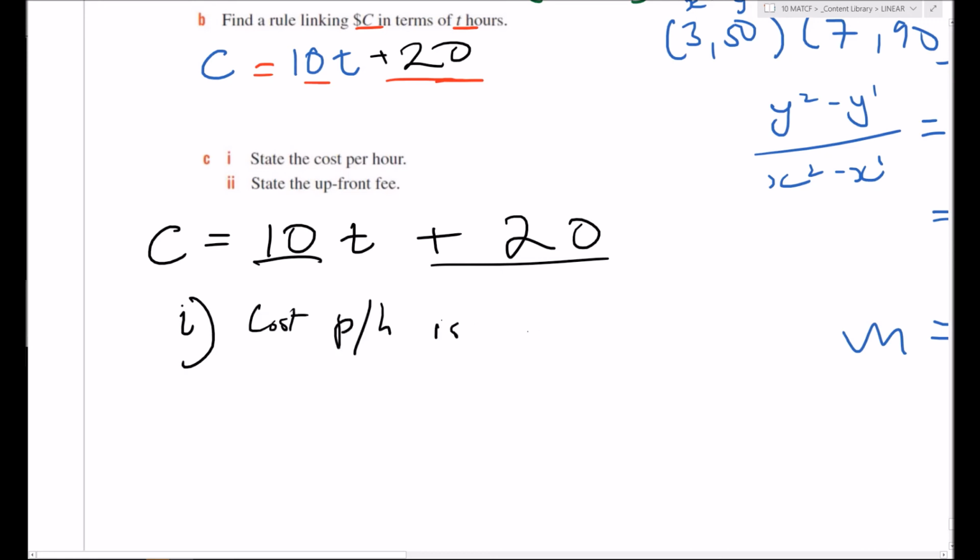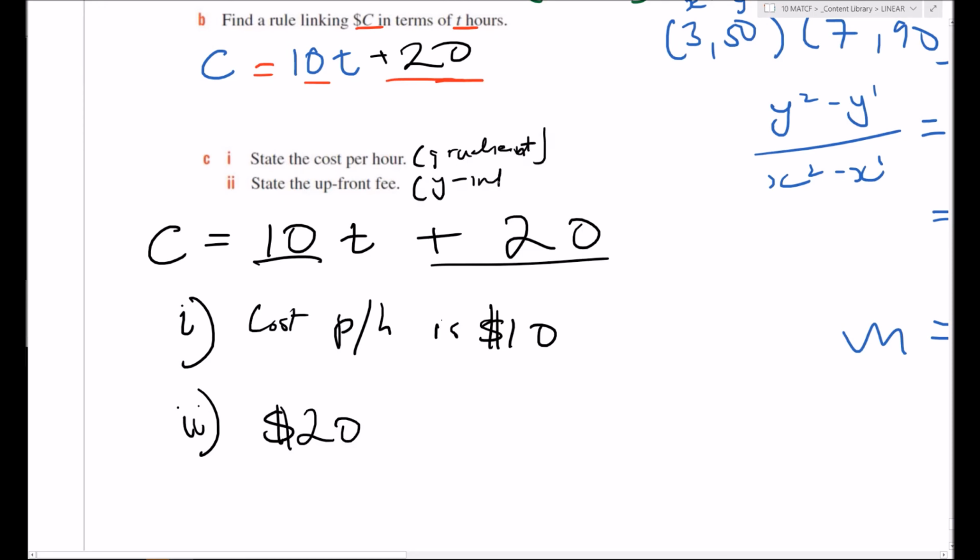Okay, that's the cost per hour, $10. All right, part 2. State the upfront fee. So remember, the upfront fee is the y-intercept. And if you think about the upfront fee, it's the start. How much do you have to pay at the beginning, or the starting term? In this case, the upfront fee, the y-intercept, is $20. So cost per hour is the same as the gradient, and the upfront fee is the y-intercept.